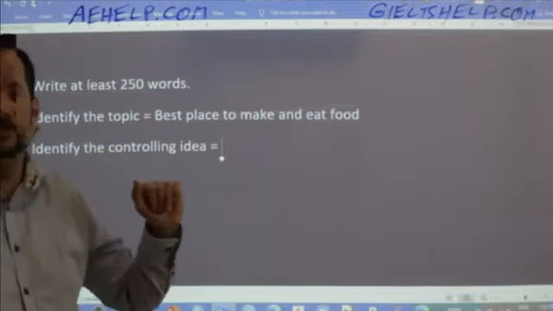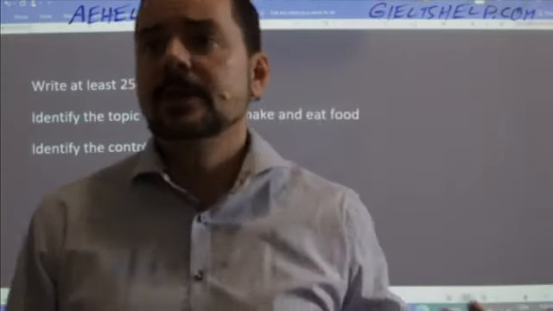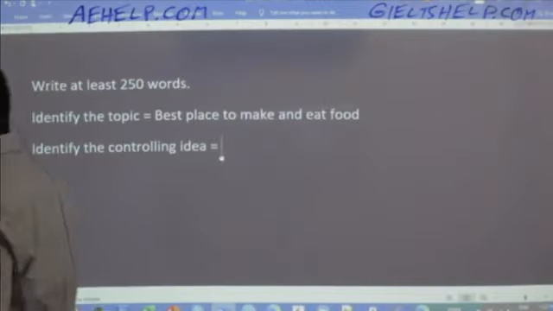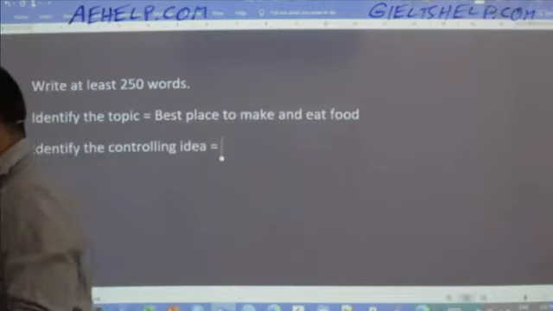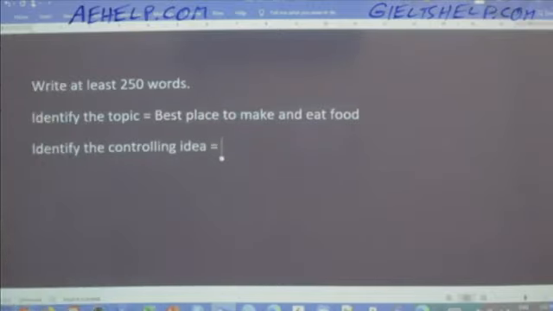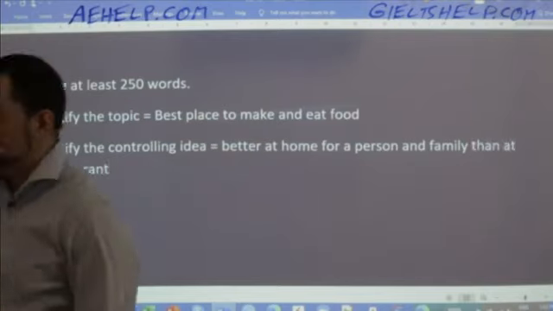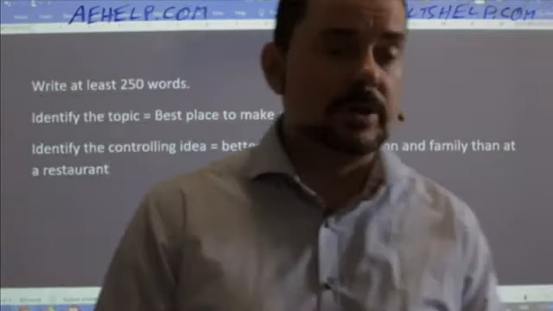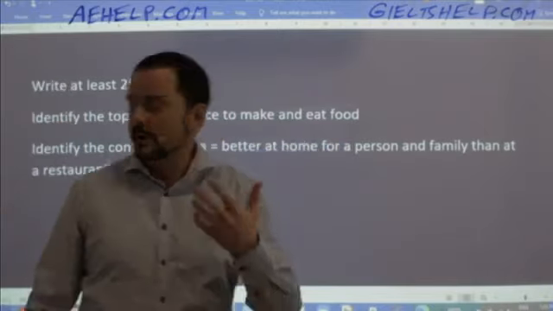What's the controlling idea? Yeah, so Nikhil says the controlling idea is making and eating at home or outdoor. Yeah, Kyber, exactly. So home is better, right? Because we could say barbecuing at a park. That could be another place to make and have food, okay? Weather permitting, that would be one of my arguments there. So identifying the controlling idea here is better at home for a person and family than at a restaurant. Okay, so that is primarily the idea here. Best place to make and eat food. All right.